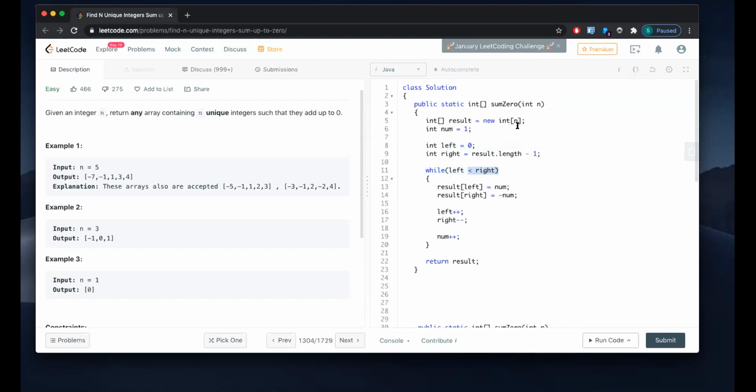When we instantiate an array in Java, everything defaults to zero. So we'll leave that spot at zero. The value actually defaults to zero in the middle. But if n is even, left becomes greater than right, so the while loop stops and we don't need to do anything. So this will take care of both odd and even cases.